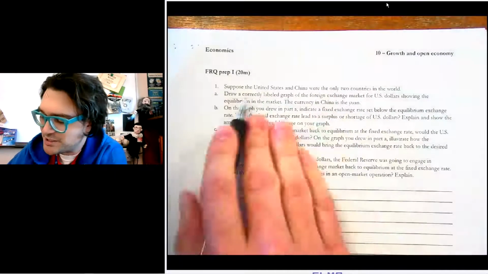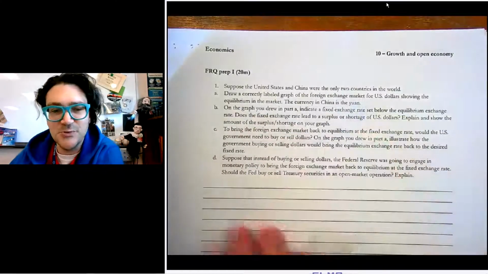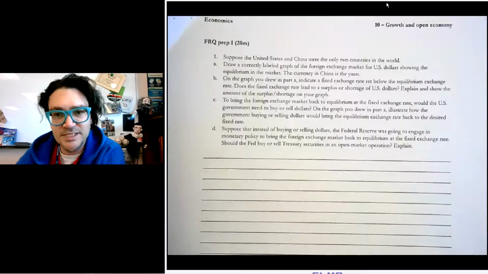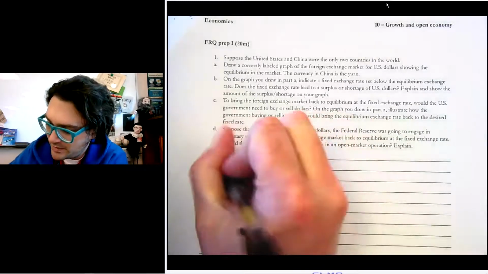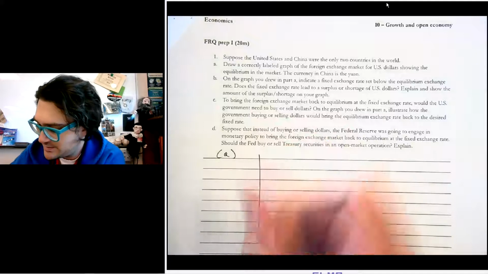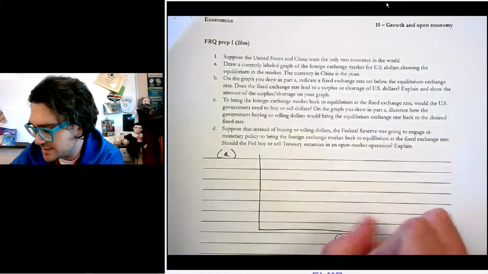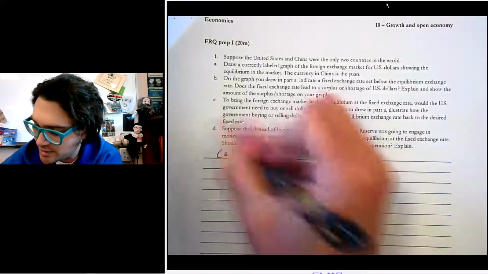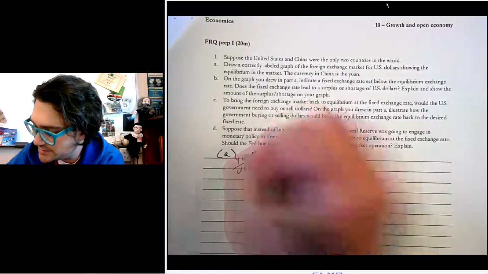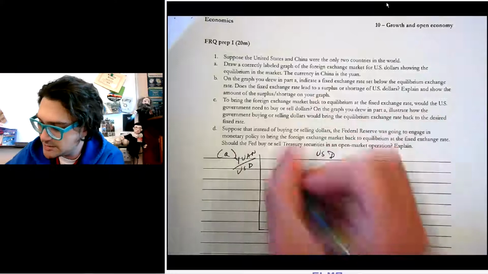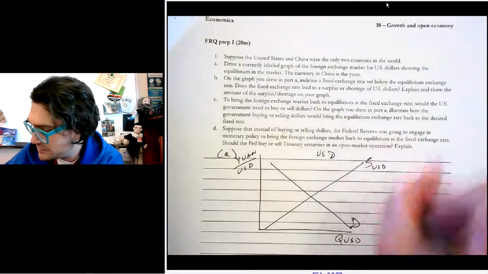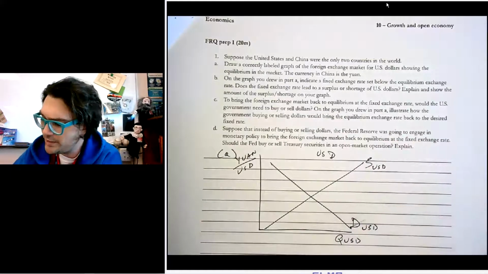Woo! Suppose the United States and China are the only two countries in the world. Draw a correctly labeled graph of the Forex market for dollars showing the equilibrium. The currency in China is the yuan. Okay. So it actually doesn't want the other currency. It doesn't want the yuan market. It just wants the dollar market. So that's the US dollar, demand for the dollar, supply of the US dollar. Okay.